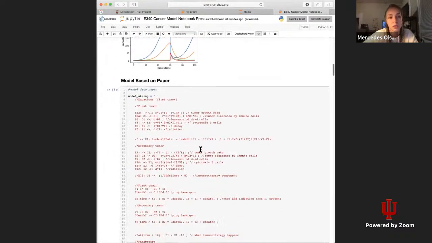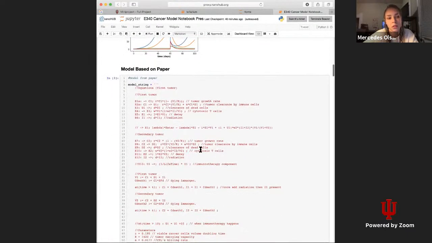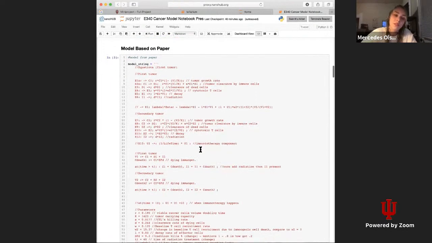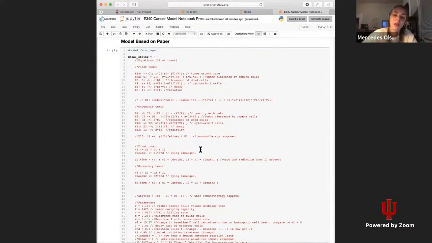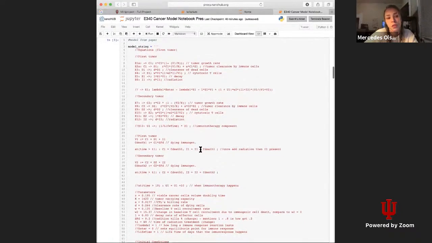And then here, we're moving on to the second model, which is more based off of the paper, but still not really bringing in that immunotherapy aspect yet. This is just bringing in 2 tumors.